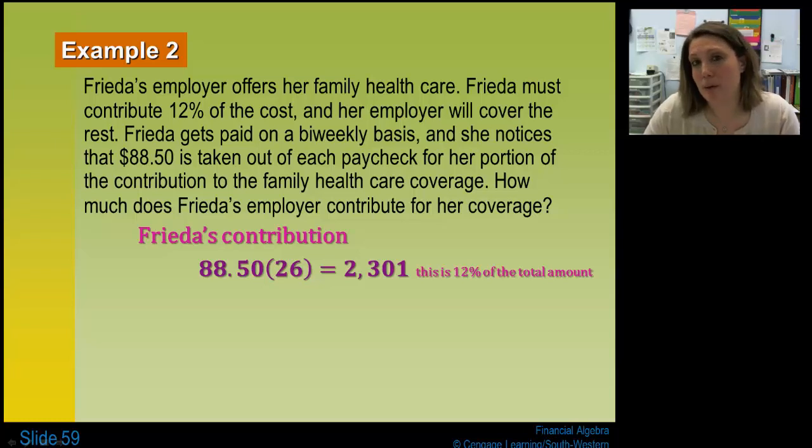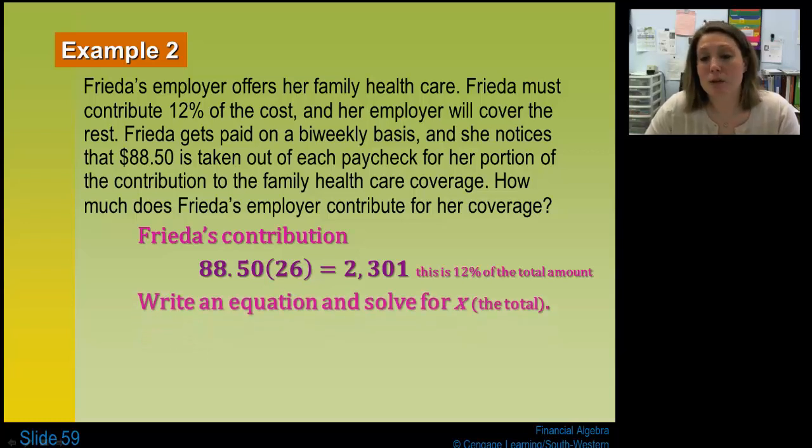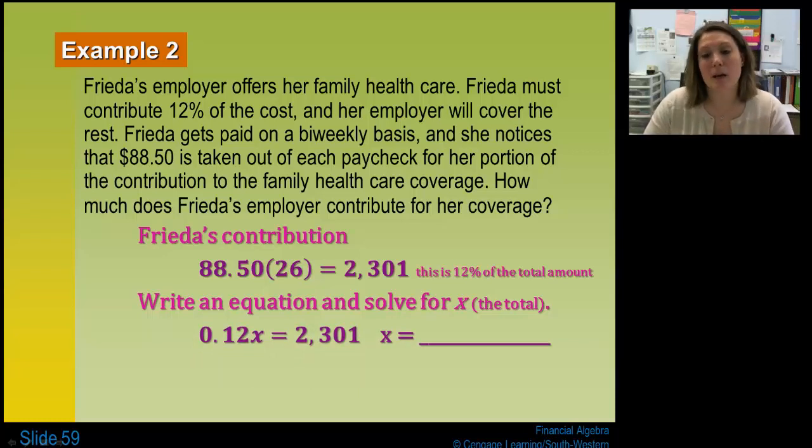So there's your equation to help you with the next piece, because the next piece says we have to write an equation and solve for x. This sentence right here is how we're going to create our next equation. So this $2,301 is 12% of the total amount. So 2301 "is" means equals 12%. I have to convert that to a decimal. "Of" means multiply, the total amount being x. So I have 0.12x equals 2301. You need to go ahead and tell me what x is here, please.